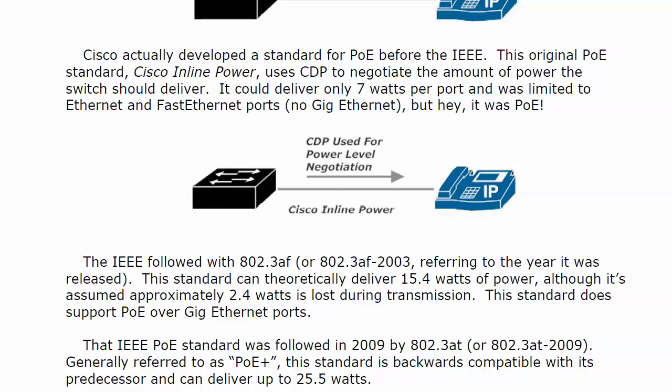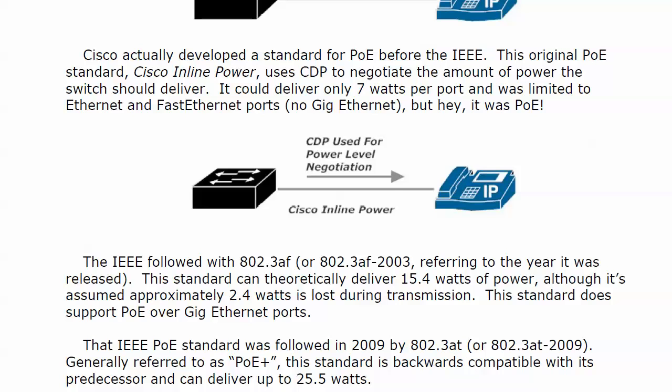And thankfully, the IEEE came up with a couple of standards to help us out. First, they came out with 802.3af, which can have a -2003 on the end of it in some documentation referring to the year it was released. Now, this particular standard can theoretically deliver 15.4 watts of power, but it is assumed that approximately 2.4 watts of that power is lost during the transmission from device to device. This standard, though, does support power over Ethernet over gig Ethernet ports, so that was a big step forward.